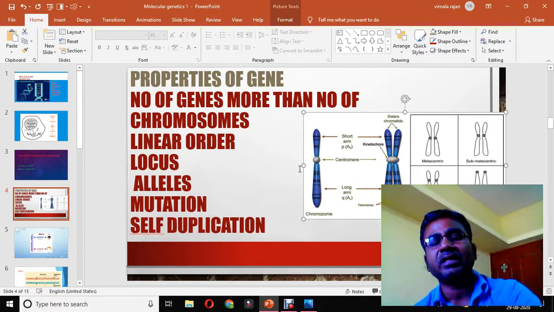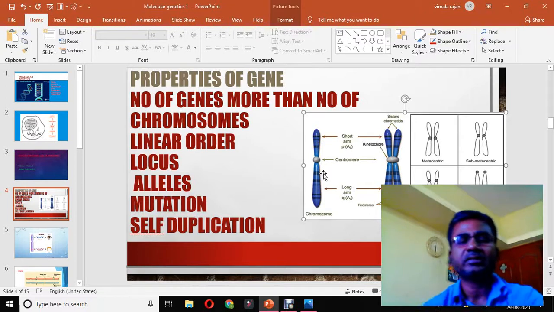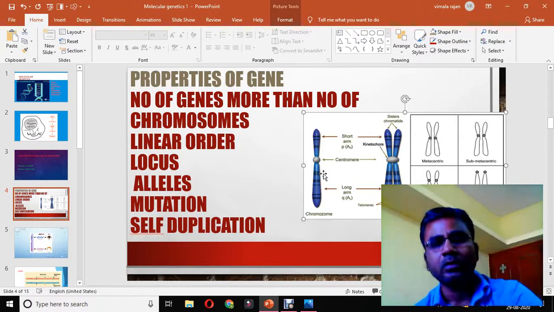And then genes are arranged in a linear pattern. The second point, it's a linear order. Genes are arranged in the chromosome in a linear order. One by one, they are arranged in a linear order. That is the second point. And locus.